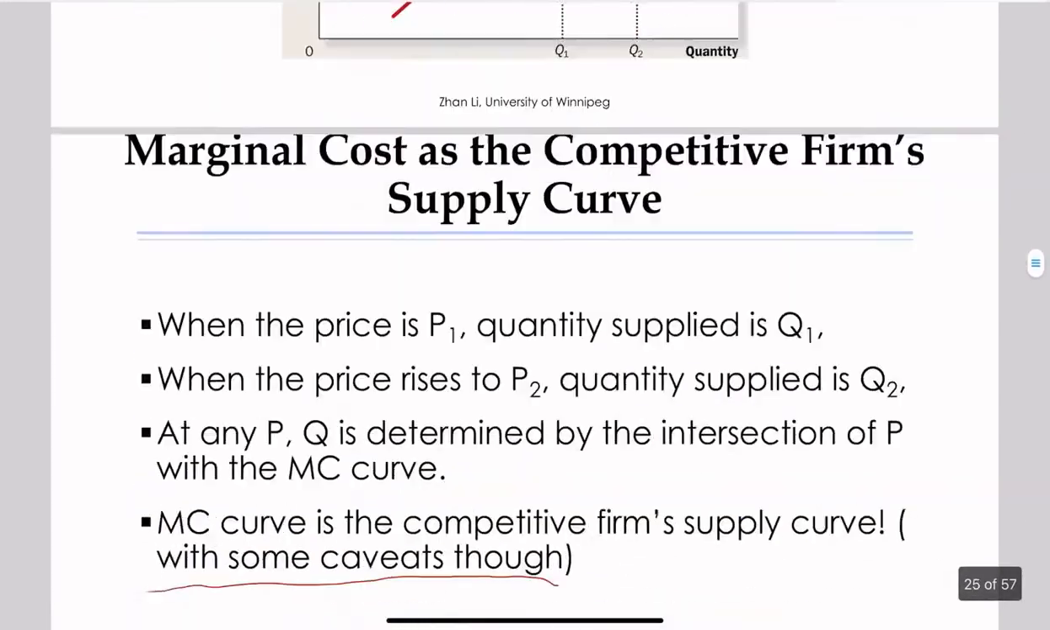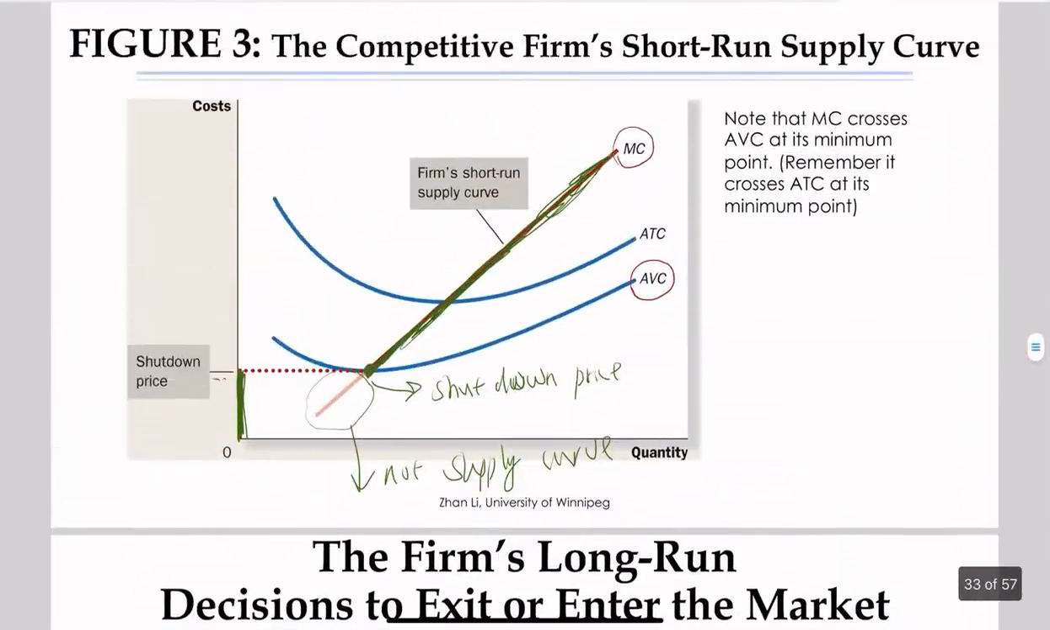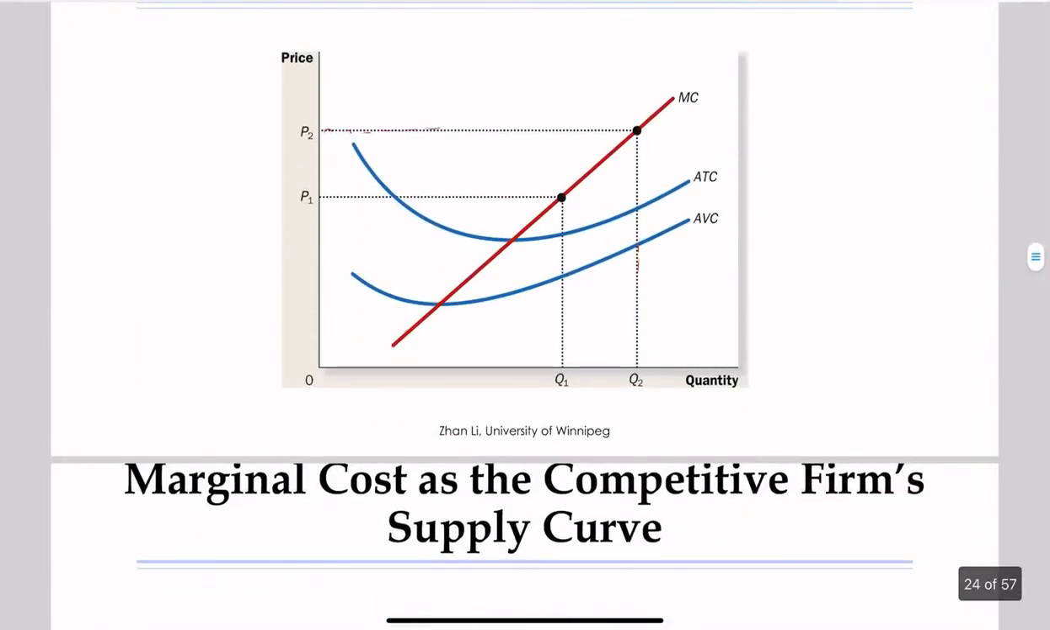So we have, okay, let me find a nicer picture. Okay, maybe I would just use this one. So if its price is P1, then price crossing the marginal cost curve will give us this point. And Q1 would be the quantity, the output, that maximizes this firm's profit at price P1.